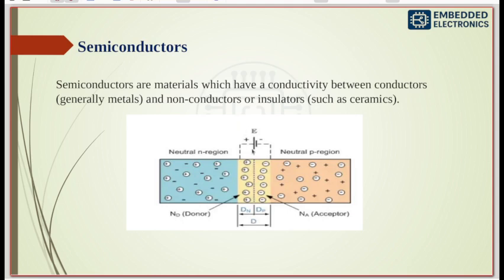So see here, we have applied an external voltage. If positive to the P side, then it is forward bias and current flows easily. But if positive to the N side, that is reverse bias and current almost stops.